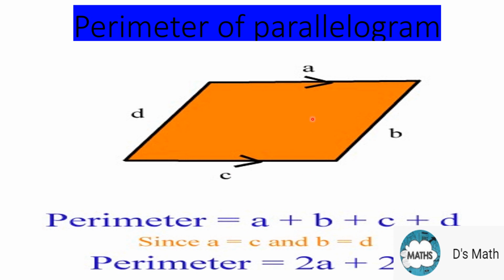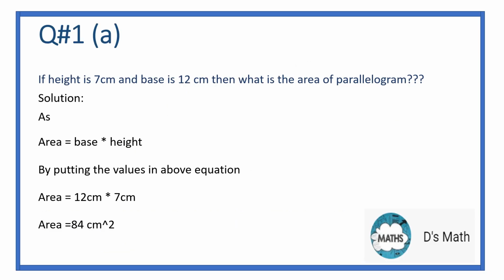And we also know that the opposite sides are equal, so we can multiply any side with 2. Like we know that A is equal to C and B is equal to D, as opposite sides are equal, so you can replace the value C as A, and you can replace the value of D as B, so you have the answer 2A plus 2B. Okay, so this is the formula. In general, if you don't want to go for the formula, just add all the sides of the parallelogram, then you will have the parameter.